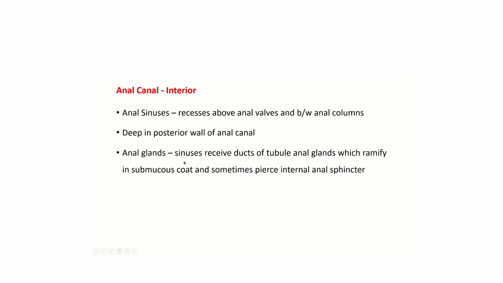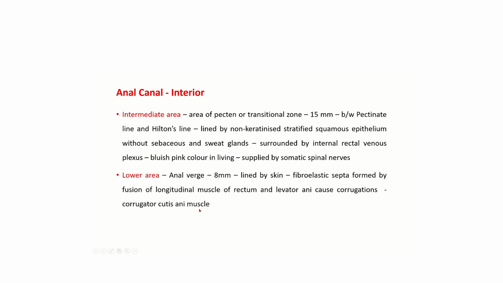Anal glands: the sinuses receive ducts of tubular anal glands, which ramify in the submucous coat and sometimes pierce the internal anal sphincter. So the intermediate area, also called the area of pecten or transition zone, is 15 mm between the pectinate line and Hilton's line, lined by non-keratinized stratified squamous epithelium without sebaceous and sweat glands, surrounded by the internal rectal venous plexus, bluish pink in color in living, supplied by somatic spinal nerves.